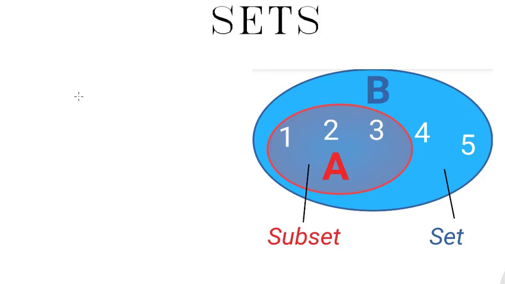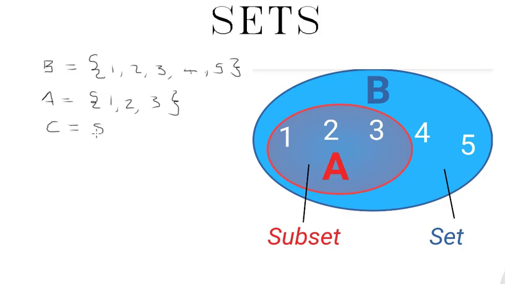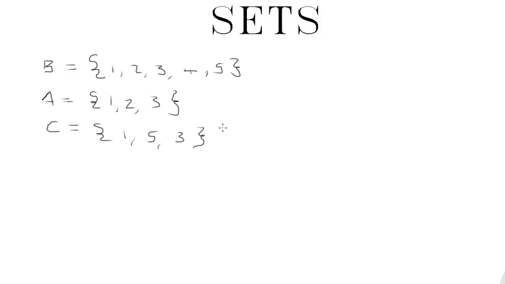So let's look at the same example that we have there. We've got set B. Set B is equal to 1, 2, 3, 4, and 5. And subset A is equal to 1, 2, and 3. So if I was to ask you, is set C a subset of set B? Look at set C. Set C has 1, 5, and 3. Is set C a subset of set B? Well, yes. Set C is a subset of set B.